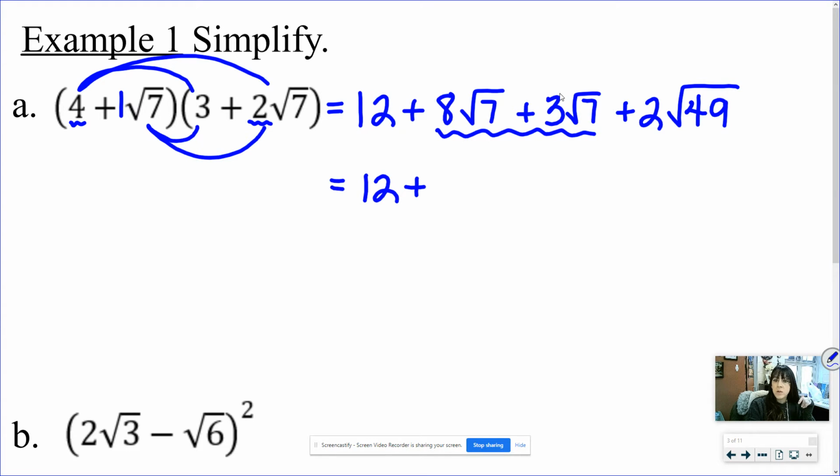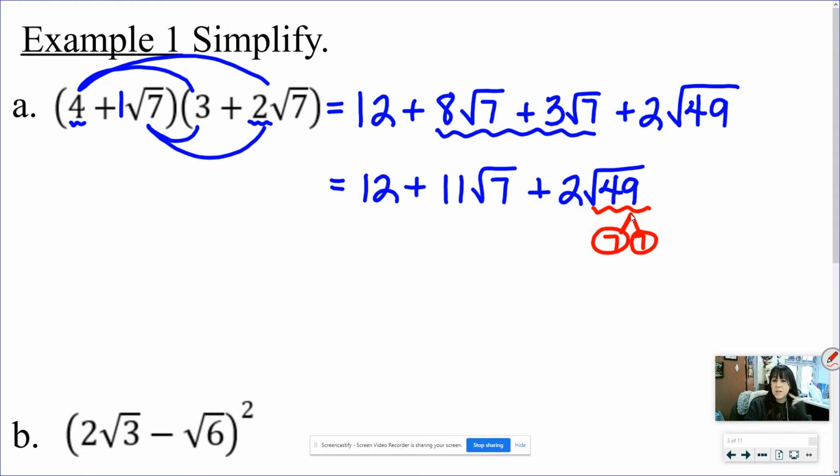So we're going to look for those. So our 2 like terms here are 8 radical 7 and 3 radical 7. So we're going to add those together and get 11 radical 7. And then this particular problem does have one additional step, because radical 49 can be broken down to just 7. The square root of 49 is just 7. So we're going to simplify it further.